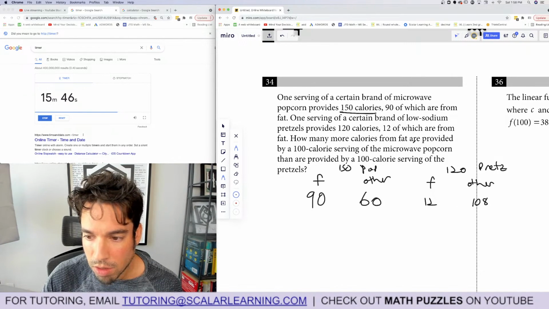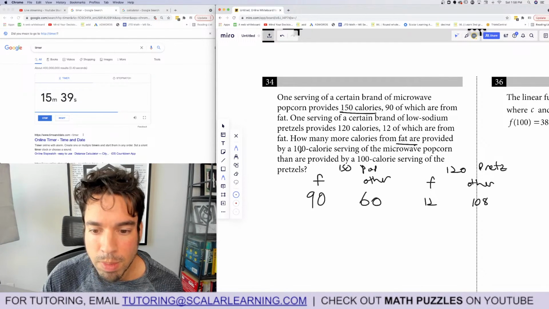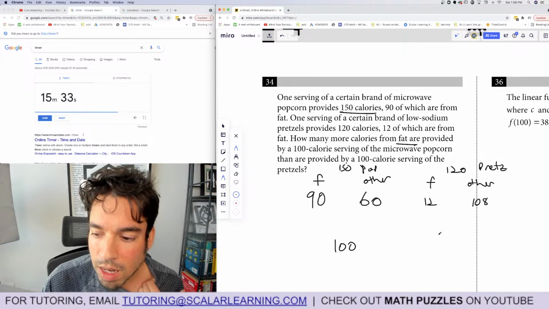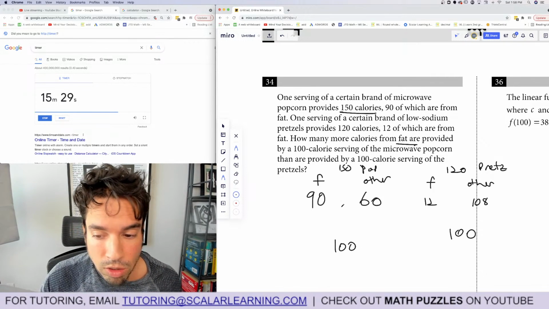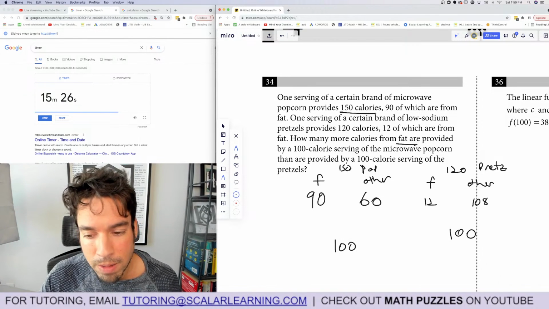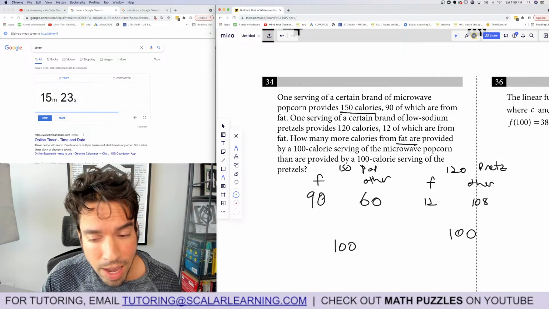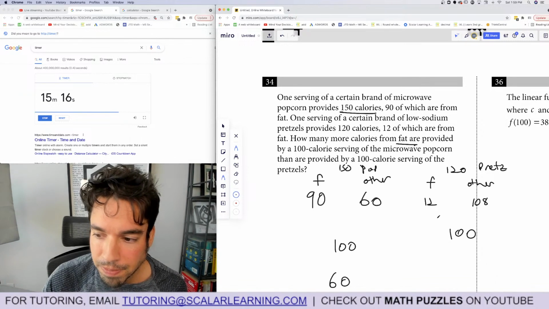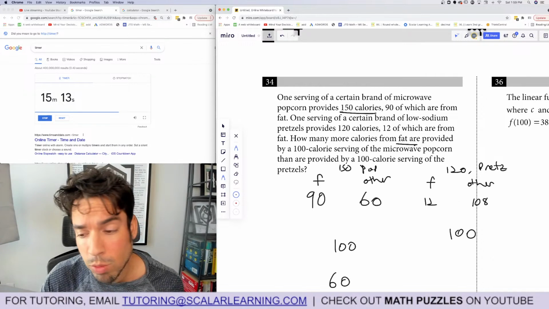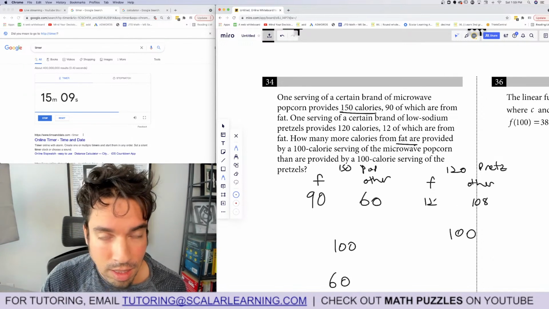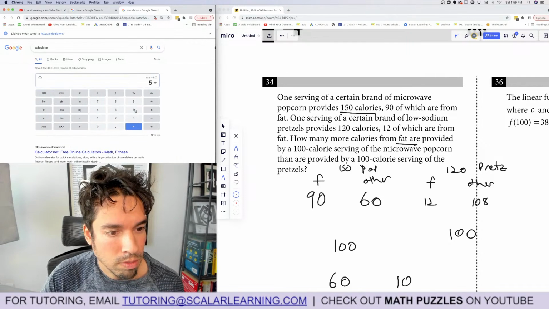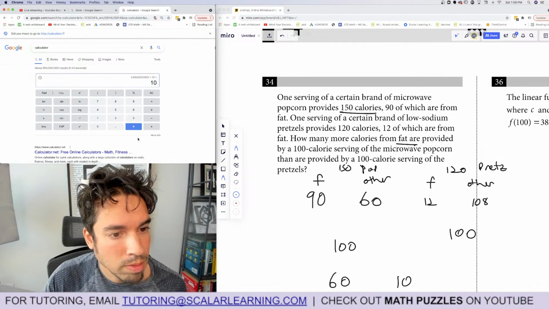How many more calories from fat are provided by a 100-calorie serving of the microwave popcorn than a 100-calorie serving of the pretzels? Got it. So you see that 100 is 2/3 of 150, right? So all I have to do is take 2/3 of this fat. For the popcorn, I can do that mentally. 2/3 of 90 is 60. For this one, it's 100 out of 120, which is 5/6. So 5/6 times 12 is 10. Again, you can use a calculator if you want. 5 divided by 6 times 12 is 10.